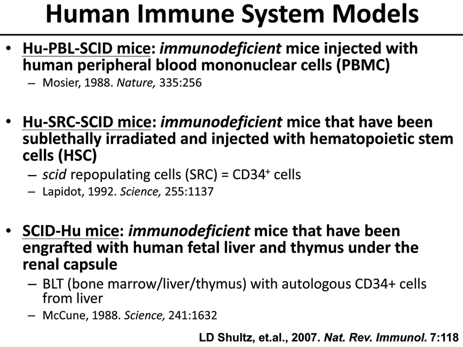The next model is what we refer to as the Hu-SRC-SCID mouse. So SRC are SCID repopulating cells, which are basically CD34 positive hematopoietic stem cells. So in this model, these are our immunodeficient mice that have been, in most cases, sublethally irradiated and injected with hematopoietic stem cells. These hematopoietic stem cells can come from a variety of sources, including cord blood, mobilized peripheral blood from adults, bone marrow samples, or human fetal liver specimens. The advantage of this model system is that when you engraft hematopoietic stem cells into our immunodeficient mice, you now grow a complete human immune system with T cells, B cells, and innate immune cells.